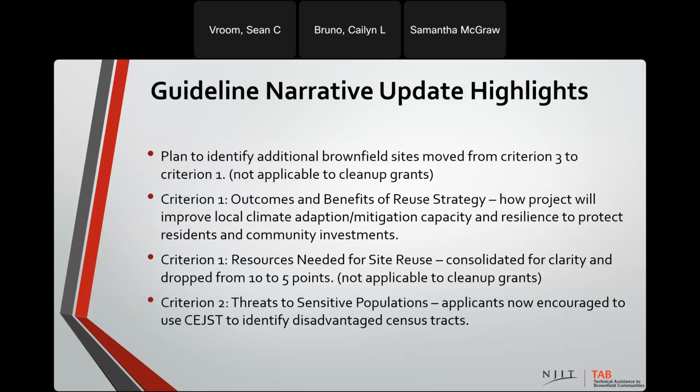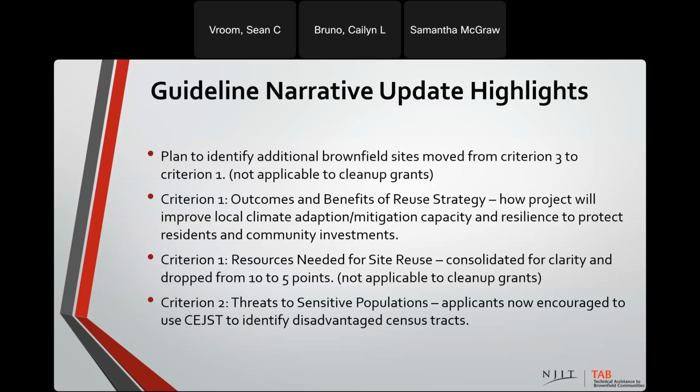In the grant application, the plan to identify additional brownfield sites has been moved from criterion 3 up to criterion 1. It's not applicable to cleanup grants; it's for assessment and multi-purpose only. Under criterion 1, the outcomes and benefits of reuse strategy, you have to talk about how your project will improve local climate adaptation/mitigation capacity and resilience to protect residents and community investments. That's been added.